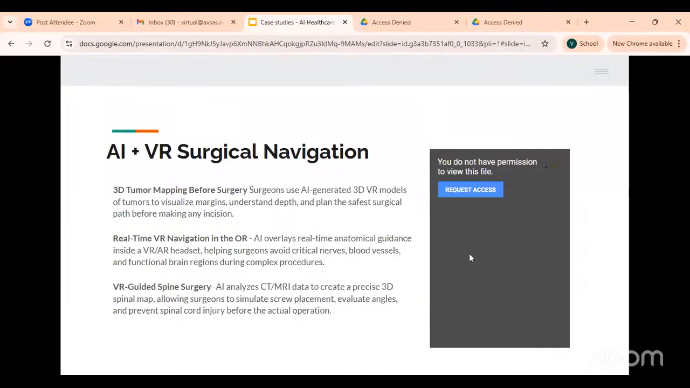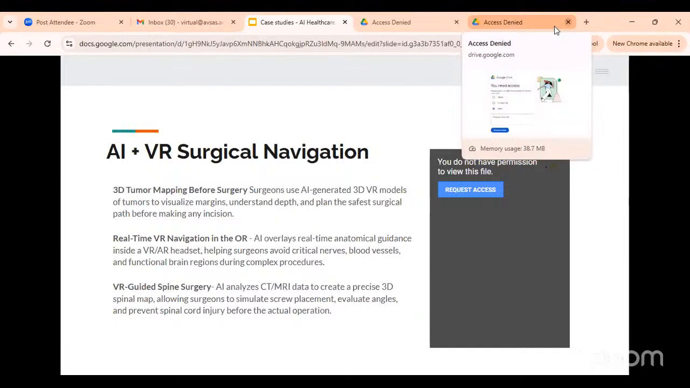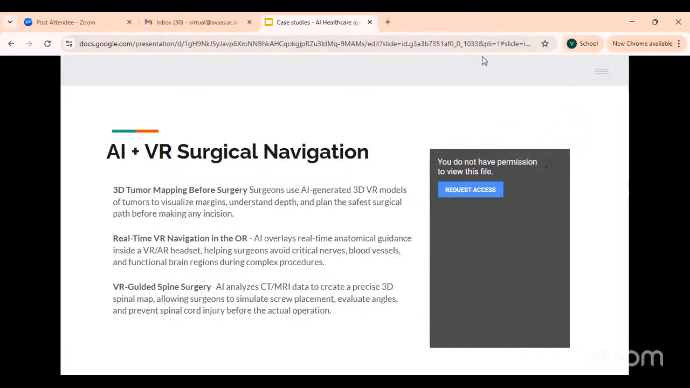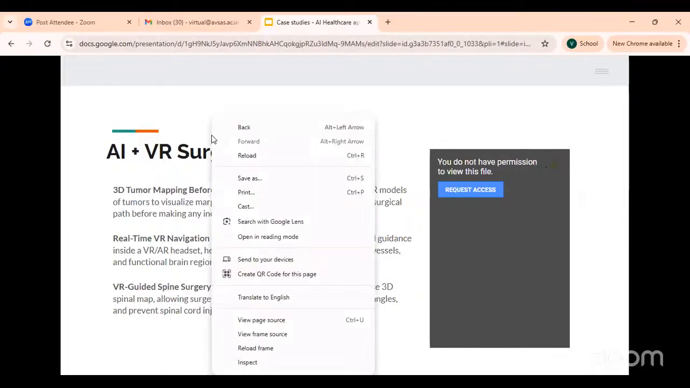Okay. So how do you map the particular tumor? You can use VR, similar to how you project the heart outside, and then you can navigate the tube and see how this particular surgery should be done and how it is done properly. This will help the surgeon use AI-generated 3D VR models to visualize the margins.